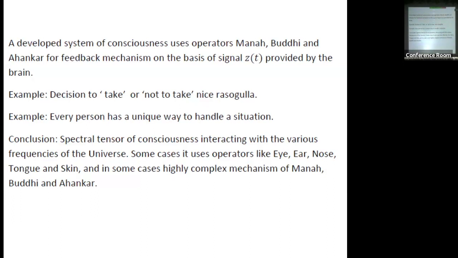And then you also find that every person has a unique way to handle a situation, because of their unique man, buddhi, ahankar. So in conclusion, I say that the spectral tensor of consciousness interacts with various frequencies of the universe. Okay, and in some cases it uses operators like eye, ear, nose, tongue, skin, and in highly complex mechanisms it uses the man, buddhi, ahankar also.